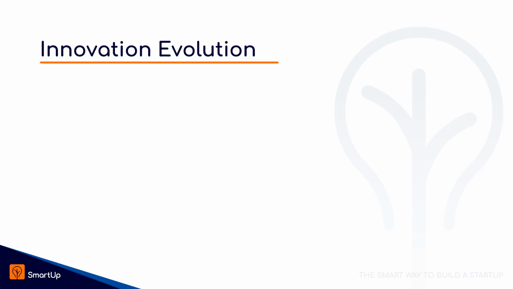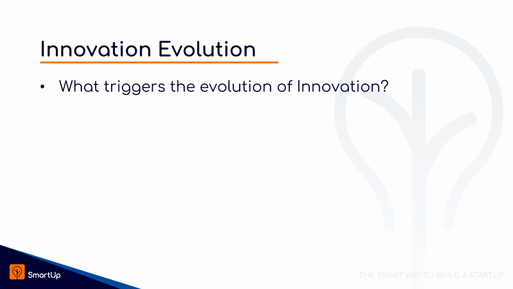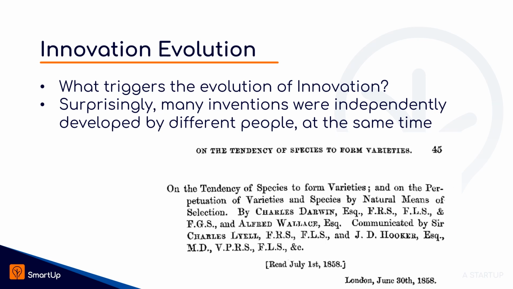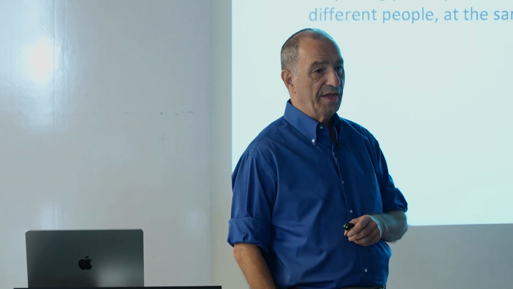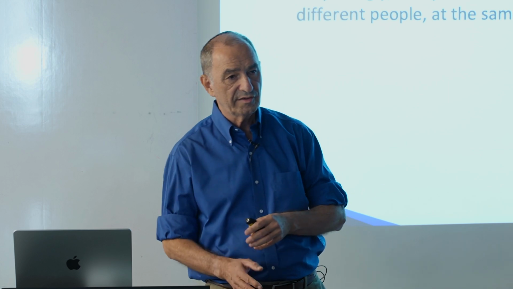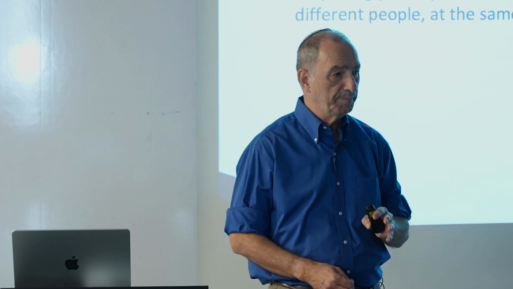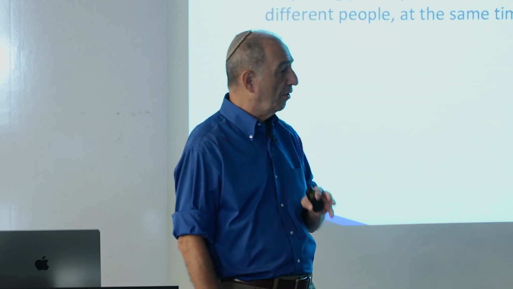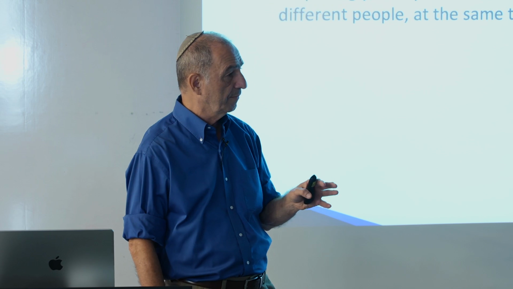So what triggers the evolution of innovation? What you will see, and I'll give many, many examples soon, is that many innovations are independently developed by different people at the same time. This is one of the most well-known and researched subjects: when the time is ripe, when there is enough information to lead you in the right direction, many people at virtually the same time come up with the same concept, idea, or even a whole theory.